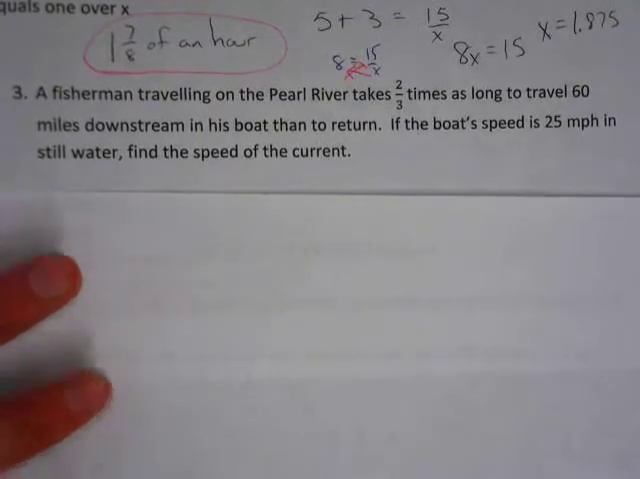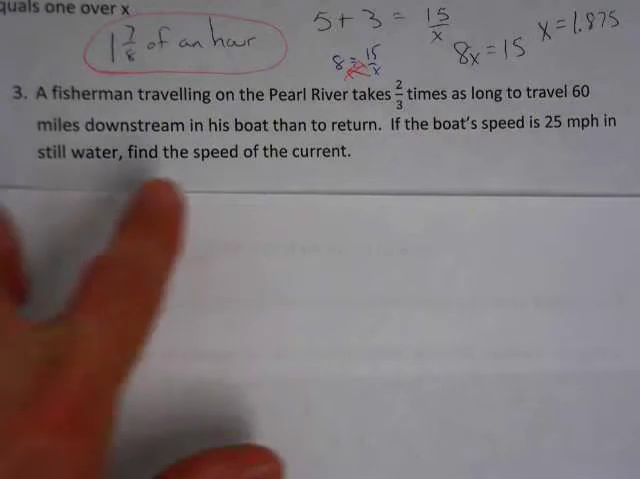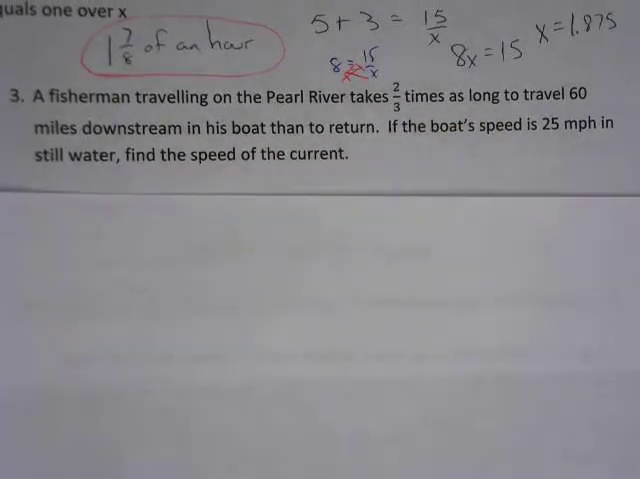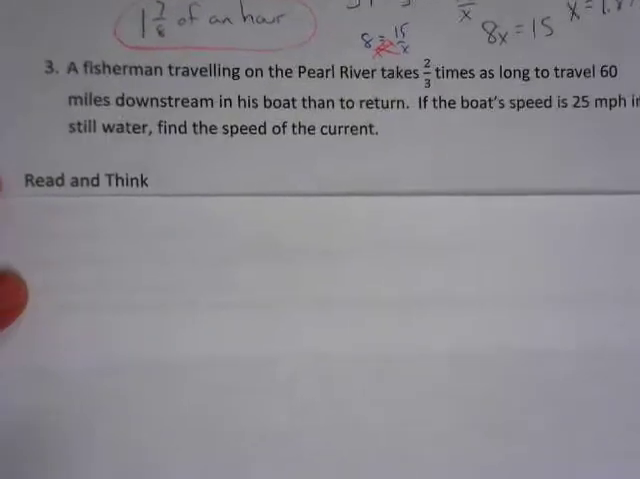Now, a fisherman traveling on the Pearl River takes 2/3 times as long to travel 60 miles downstream in his boat than to return. If the boat's speed is 25 miles per hour in still water, find the speed of the current. Like, holy cow, what is going on here? So we're going to read and think. I just keep seeing distance and speed, and there's find the speed. There's times long, right? So there's time and distance and speed. Something should be sticking out at you.